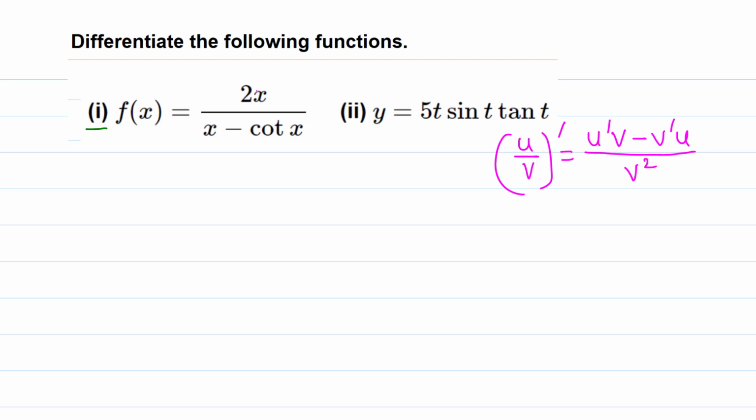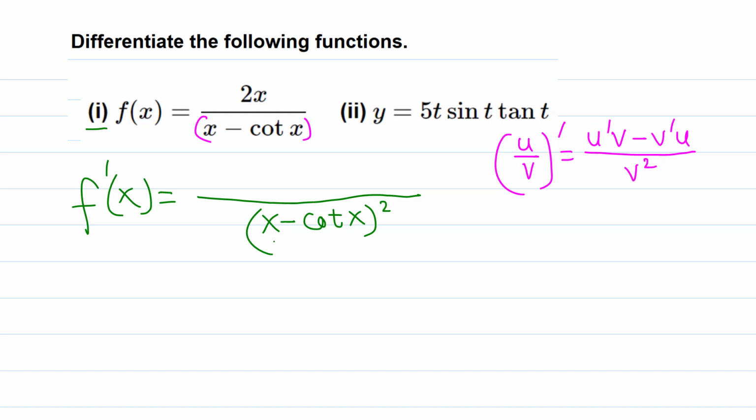So 2x is u and x minus cotangent x is v. So the derivative here is then, on the bottom is the square, so x minus cotangent x quantity squared. On the top, now the derivative of 2x, which is 2, times v, the bottom, x minus cotangent x, minus v prime, the derivative of the bottom. So we have two terms, so parentheses, the derivative of x is 1 minus cotangent.